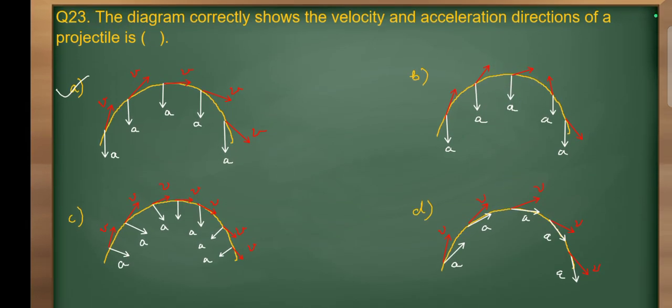Question number 23. The diagram correctly shows the velocity and acceleration direction of a projectile. We know that in projectile motion the acceleration is due to gravity, and it is always towards downward. So in option A and option B, the acceleration is in the downward direction and velocity is always given along the tangent of the path. So according to this, option A is correct.